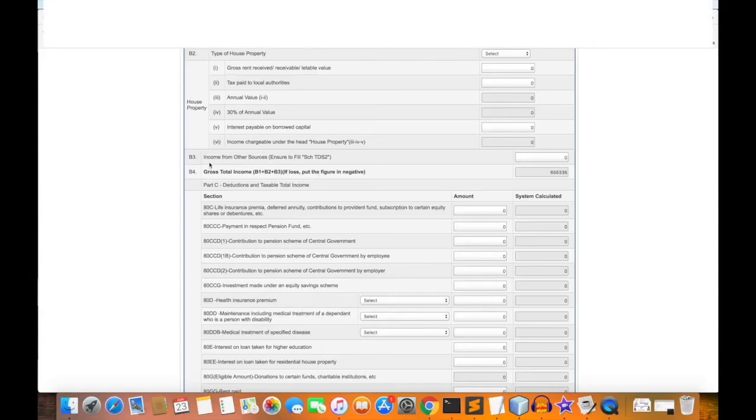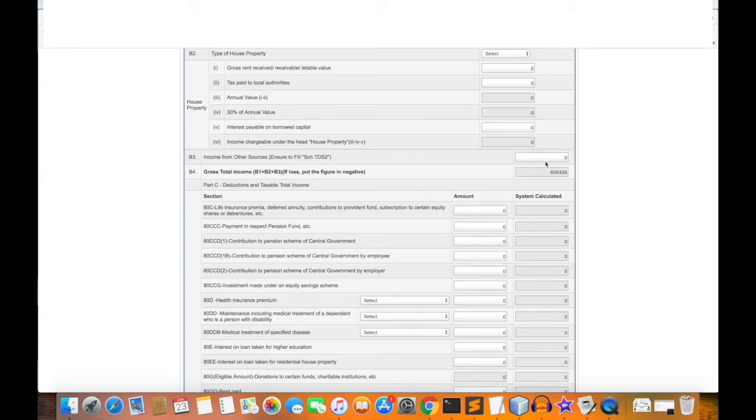Let's see how we can fill the income from other sources, what income from other sources is, and what steps we need to do for filling the data in other sources of income. Many people make mistakes in this section, because most of them would have a savings account, and they would have gained some interest income from that account.